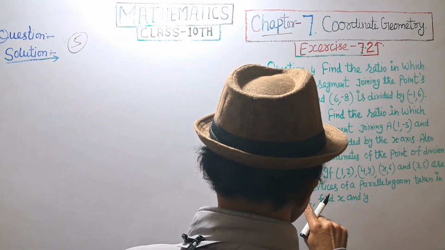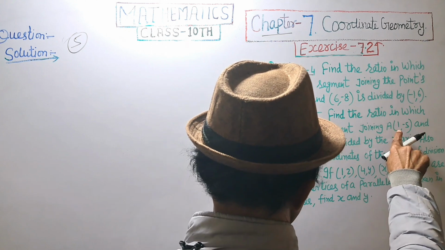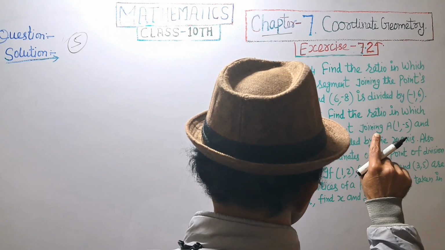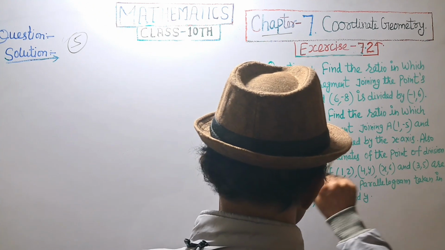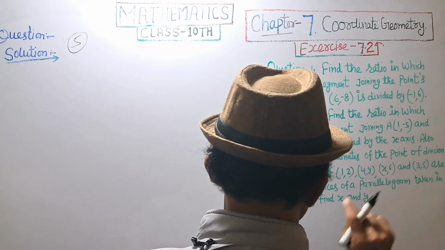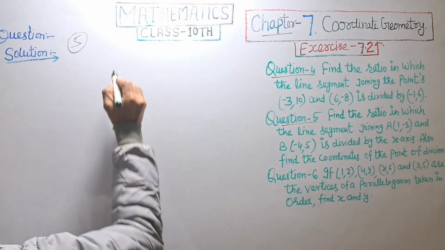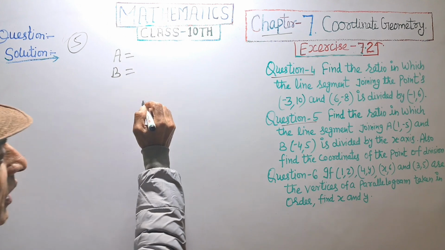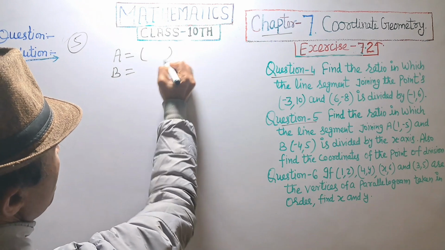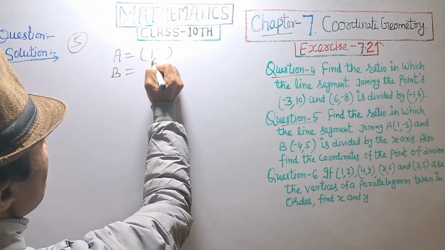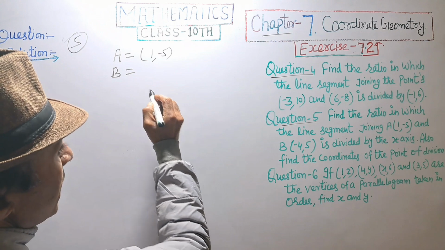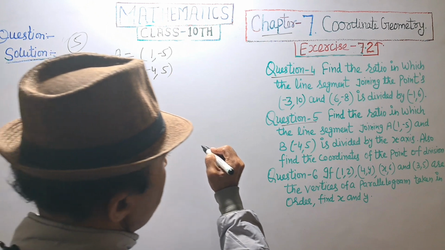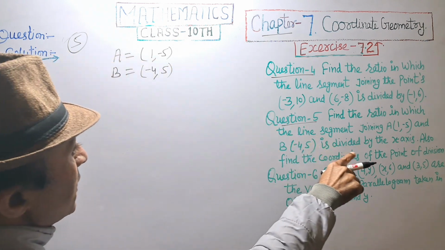Question number 5. Find the ratio in which the line segment joining A (1, -5) and B (-4, 5) is divided by the x-axis. Also find the coordinates of the point of division. Given A and B, A is equal to (1, -5) and B is equal to (-4, 5), and it is divided by the x-axis.